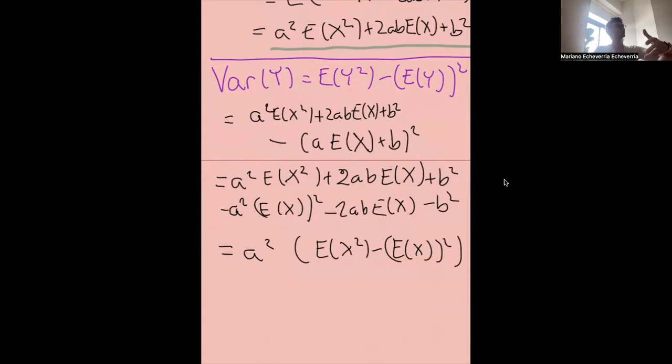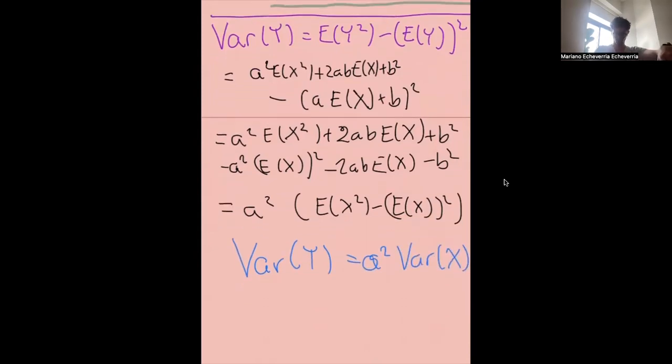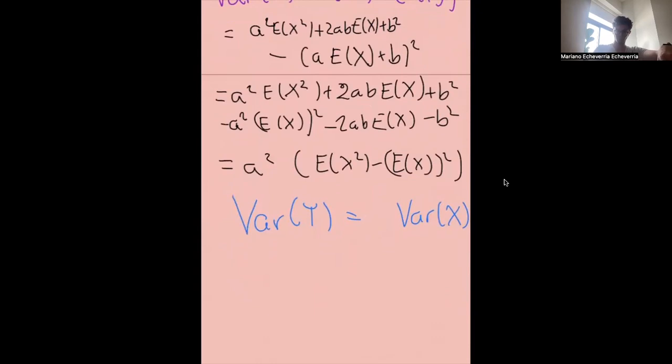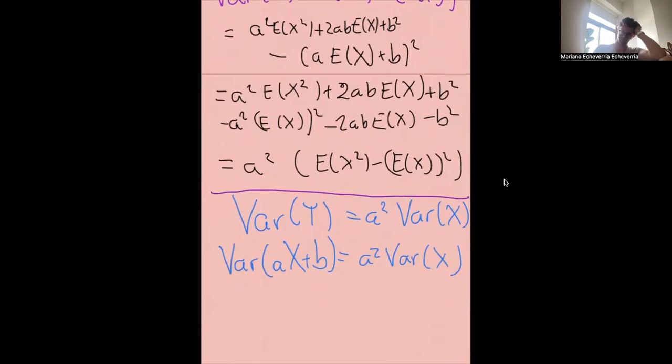You'll see for the rescaling properties that the variance of y is a squared times the variance of x, or, if you prefer, the variance of ax plus b. Maybe it's sometimes better to see this formula. It's just a squared times the variance of x. Is that making sense? So on the rescalings, the variance is kind of nice.